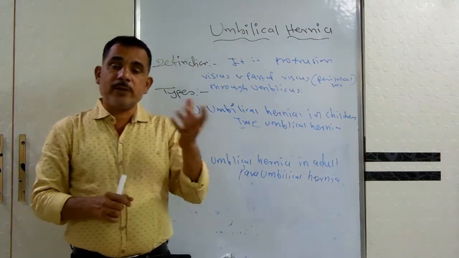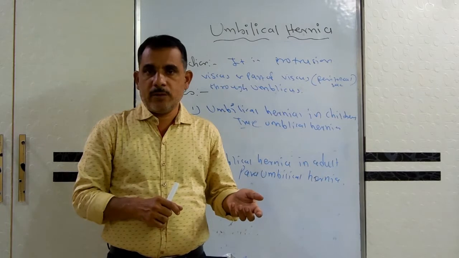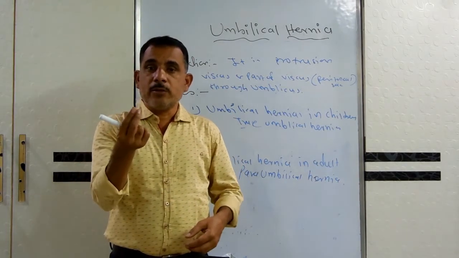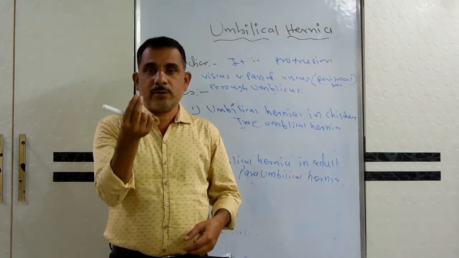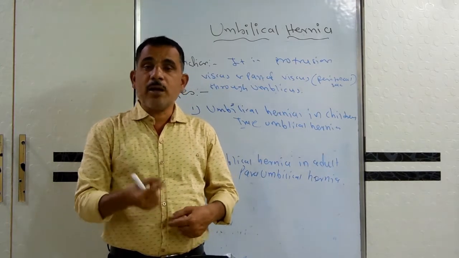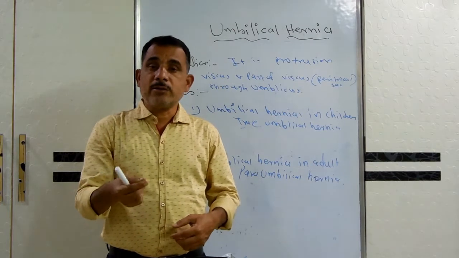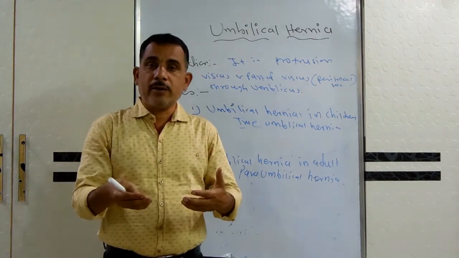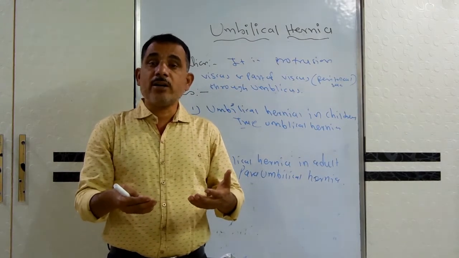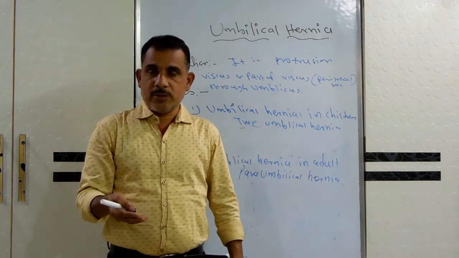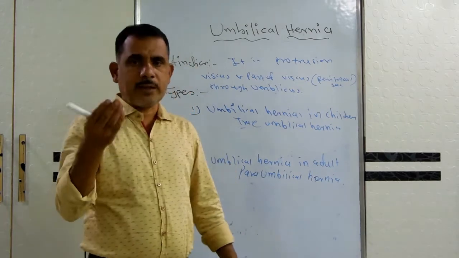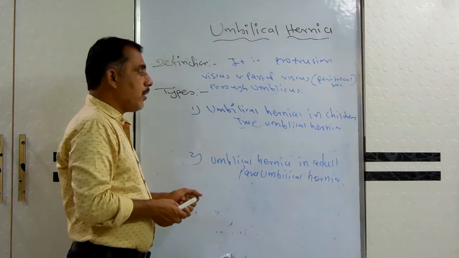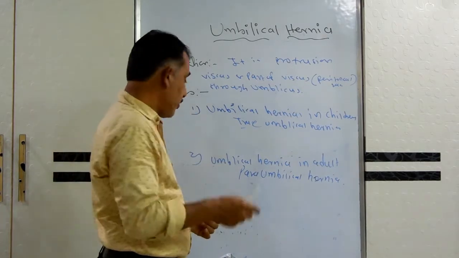Now the clinical features of the true umbilical hernia. Usually mothers come with a complaint that something is bulging from the umbilicus, from where the scar of the umbilicus is, especially when the child sits or coughs. Initially it comes out on coughing or when the child laughs. So the mother complains. That is the true umbilical hernia which occurs in children.